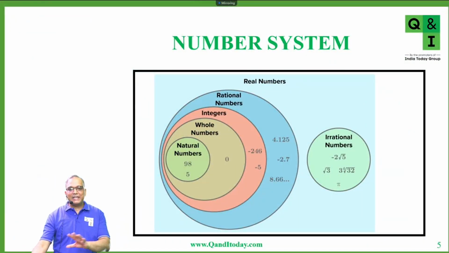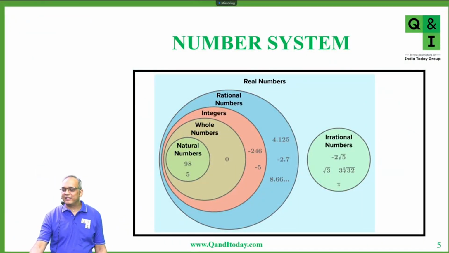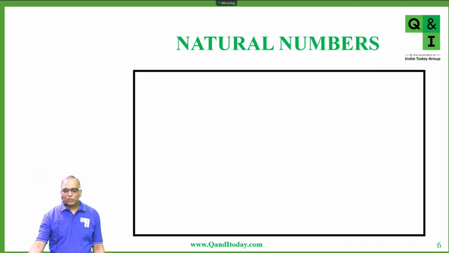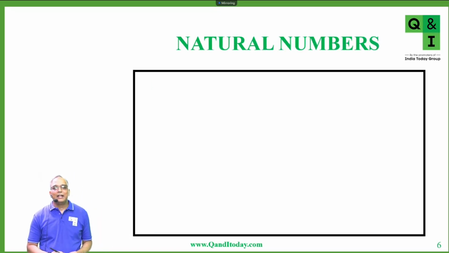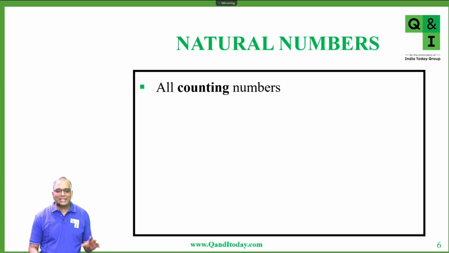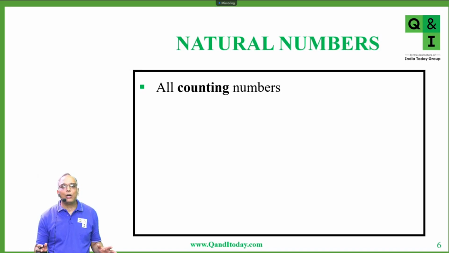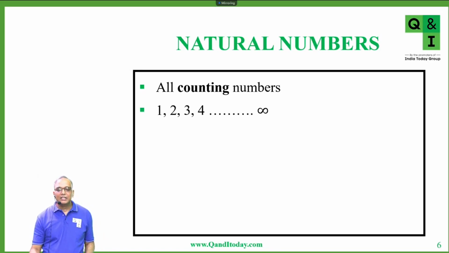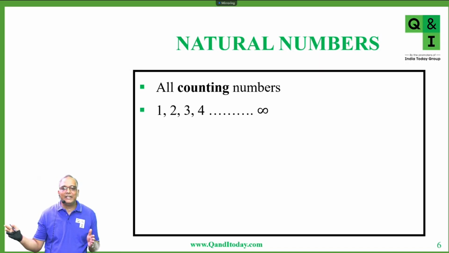So this is the basic of the number system which we have discussed, students, just now. So now let's go one by one, recapitulate the definitions which we have given and the examples. So natural numbers, as I said, these are all counting numbers. All counting numbers are called natural numbers. The counting starts from 1 here. So 1, 2, 3, 4 up to infinity. These are all natural numbers.